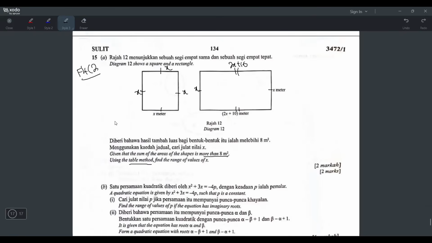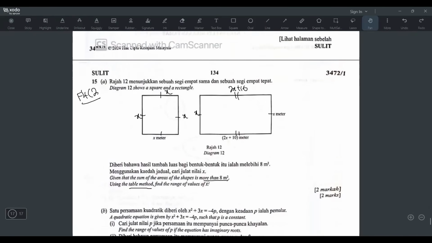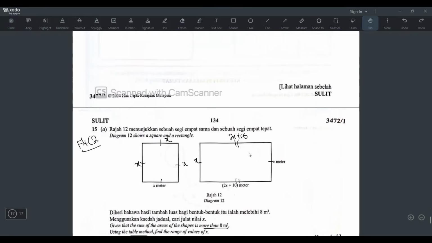What is inequalities? Ketaksamaan. It means when you have the bigger, smaller, bigger sama dengan, all these. This is what we call inequalities. And it makes sense because they mention more than here, so that's why you use the more than symbol later. Okay, before we use the table method, let's write down our inequality first. So they say the sum of the area of the shapes is more than 8. So just find the area of square plus area of rectangle, and then more than 8. So I write more than 8.